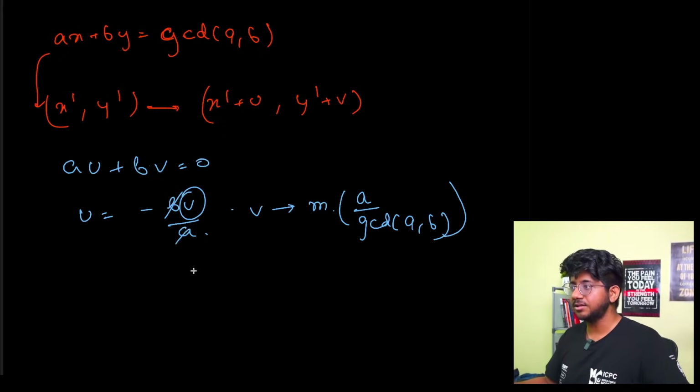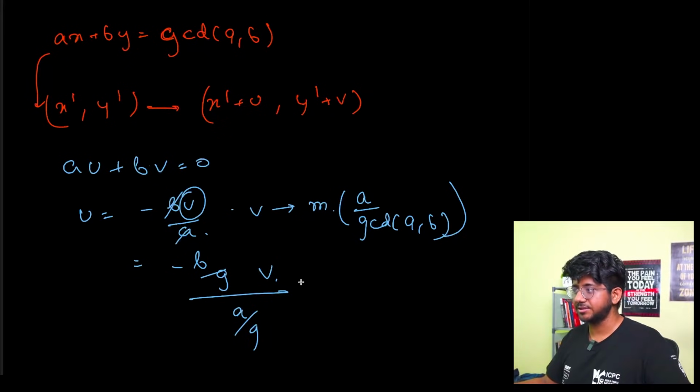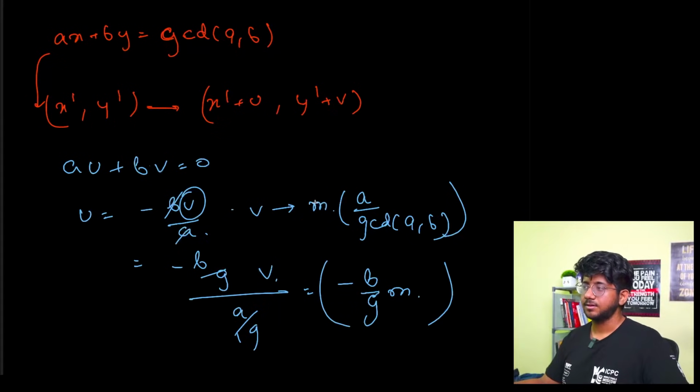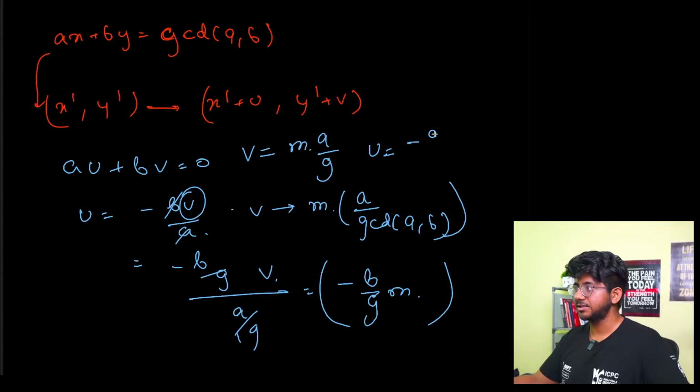And if you plug this in, it will be nothing but minus b by g, where g is the GCD, a by g, just divided both of them. And then this is nothing but m times a by g. So a by g is present over here as well, so it will get cancelled off and you will get u as minus b by g times m, right? So v is of the format m times a by g, and u is of the format minus m times b by g, sorry. Plug this back in and you get a general solution.